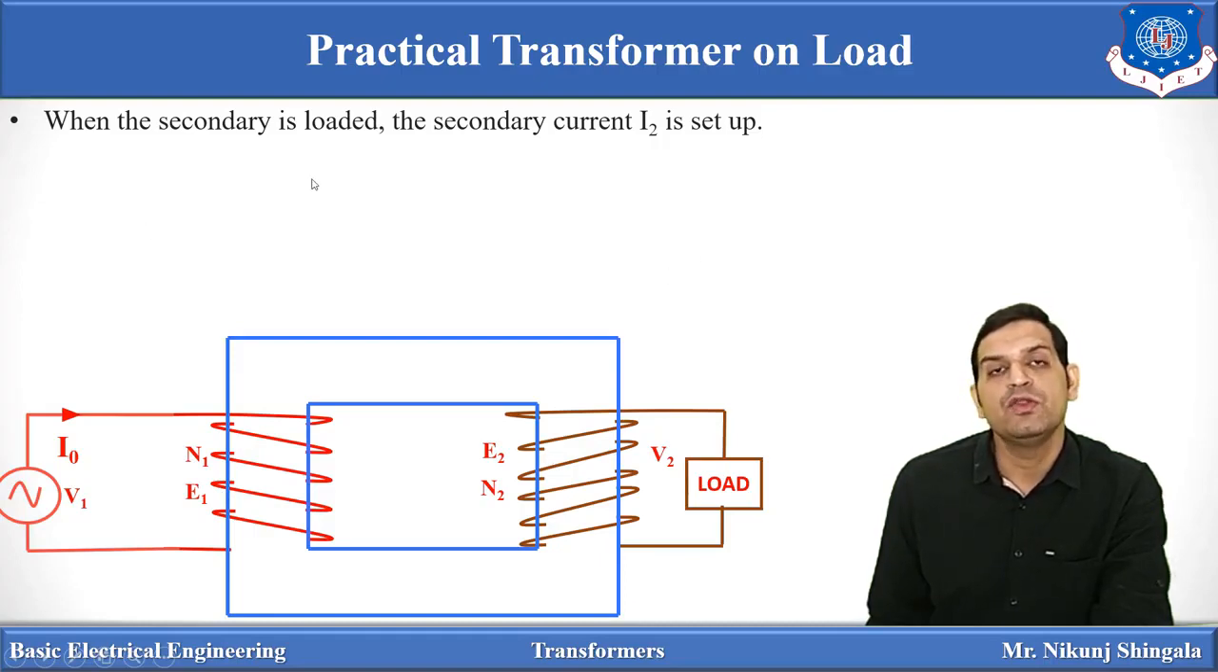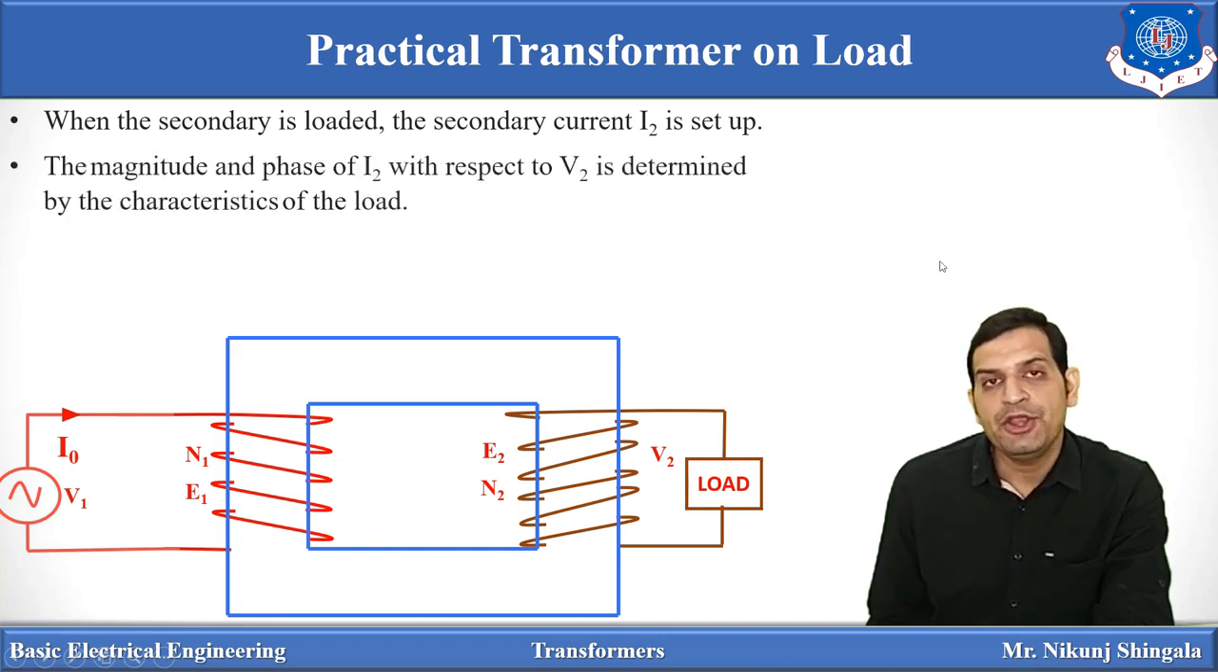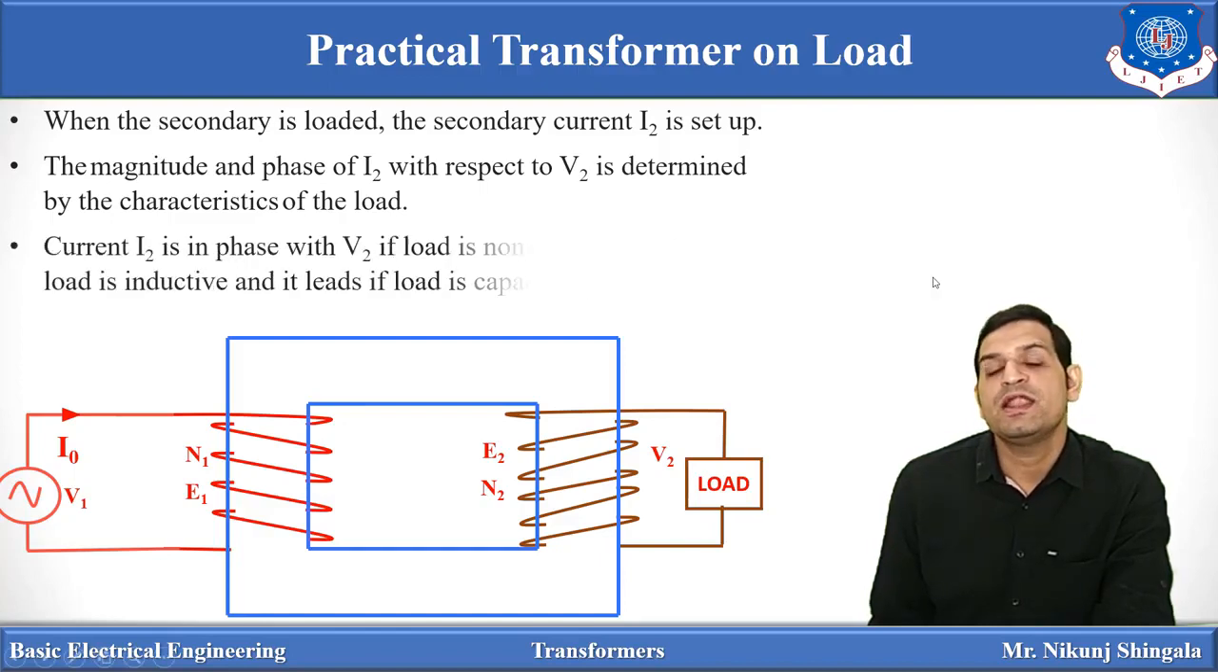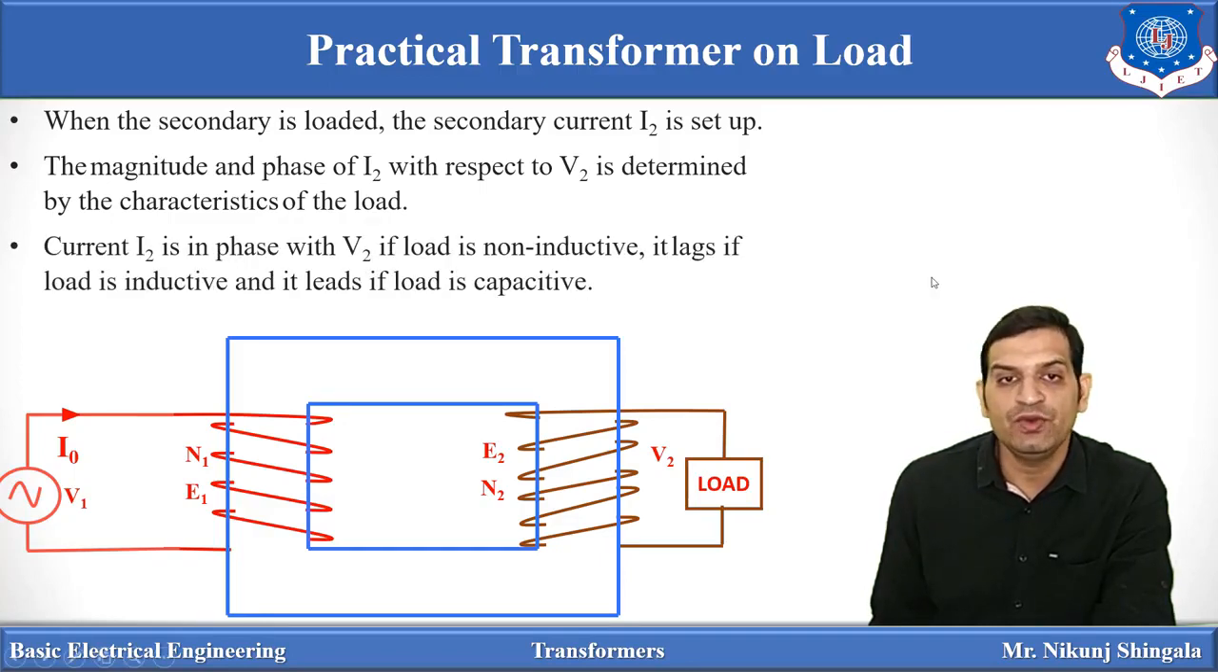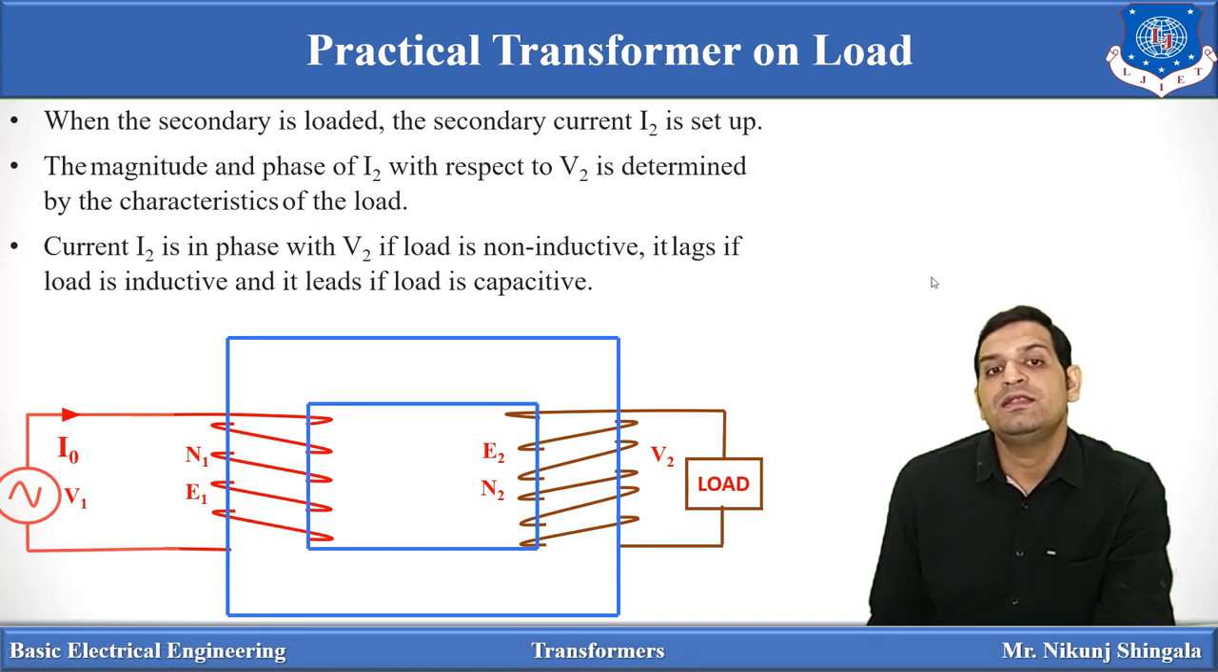Now, as the secondary is loaded, with the load connected across the secondary winding, current I2 will start to flow. The magnitude and phase of I2 are determined by the characteristics of the load. The load may be resistive, inductive, or capacitive. So current I2 will be in phase with V2 if the load is non-inductive or resistive. It lags if the load is inductive, and it leads if the load is capacitive.